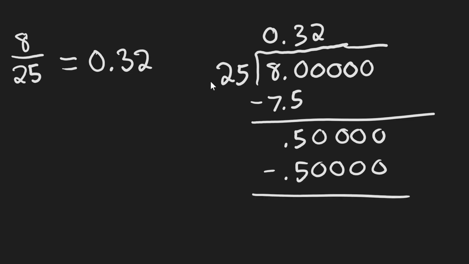And then 2 times 25 is 50, and we can keep the decimal where it is, bring all the zeros down. And then 0.5 minus 0.5 is just 0. And when we get 0, that means the problem is done. We are done dividing. And so the answer is 0.32.